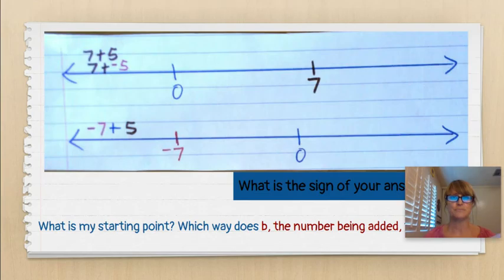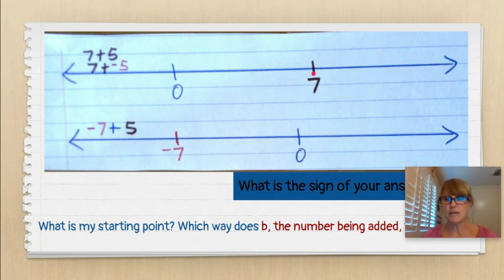Okay. All right, so let's try this one. We're going to start at 7 plus 5. So we're going to start at 7, positive 7, and we're going to add a positive 5. So that means we're going to travel to the right 5 steps. That would leave me with 12.